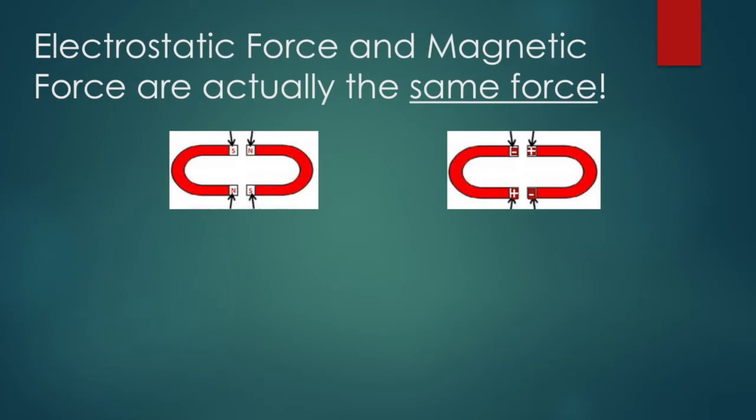These next two pictures show that the electrostatic force and the magnetic force are actually the same force, where we can look at magnets as having north or south ends, but we can also look at them as having positive or negative ends, where the magnetic and the electrostatic force are actually producing the same effect.